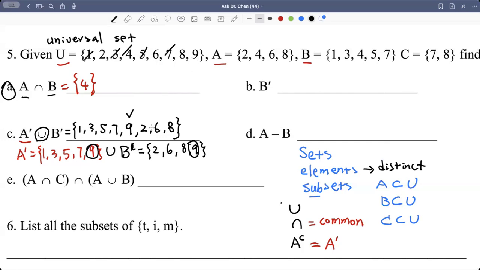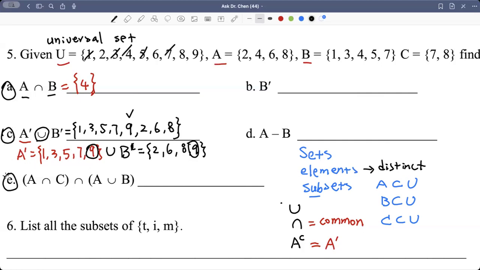Right, well, 1, 2, 3, oh, no 4. Doesn't equal U. Right, no 4. There's no 4 there. All right, so that's A complement union B complement. Now, so that's C.